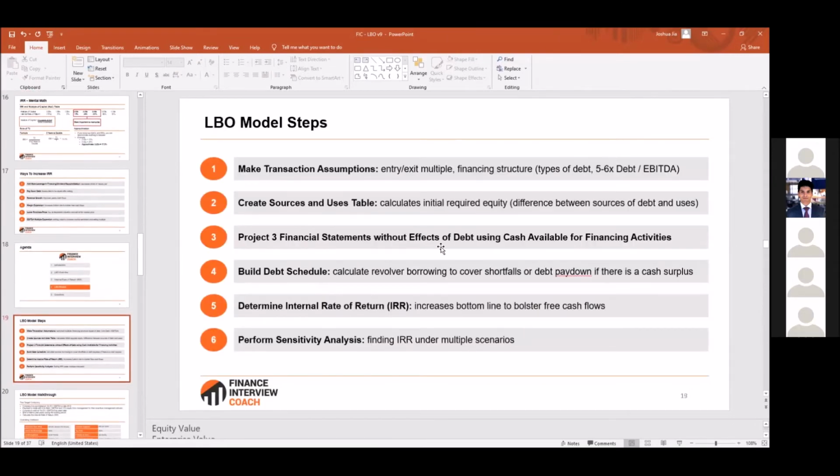Okay, so finally you do sensitivity analysis. So what happens if we change the debt from 5 to 7 times, or change the exit multiple or entry multiple, or change operating assumptions like revenue growth?